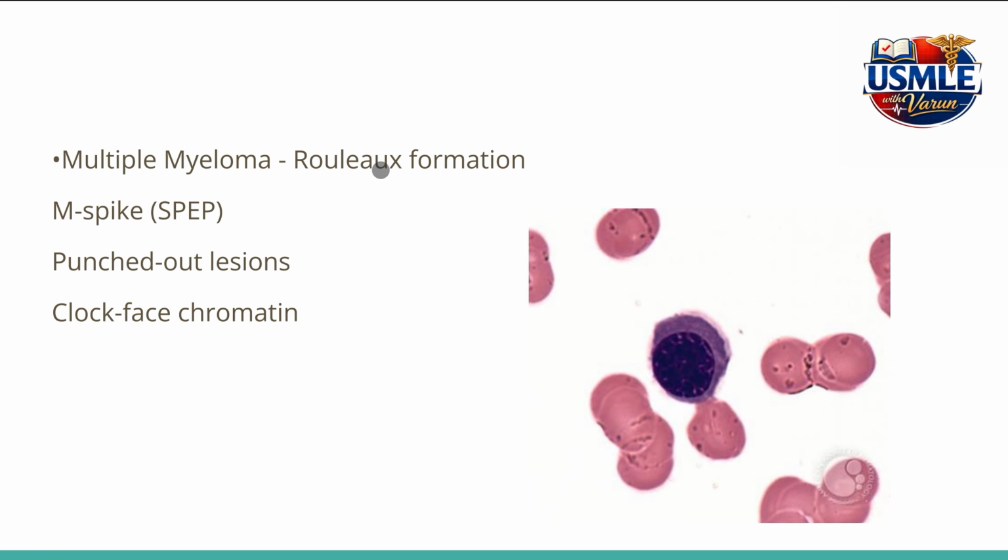In multiple myeloma, the most characteristic feature is Rouleaux formation, or stacking, where the RBCs stack like coins. And there's also a characteristic M spike on serum protein electrophoresis, along with punched out lytic lesions on bones. And also there are characteristic clock face chromatin cells, as we can see in this image.